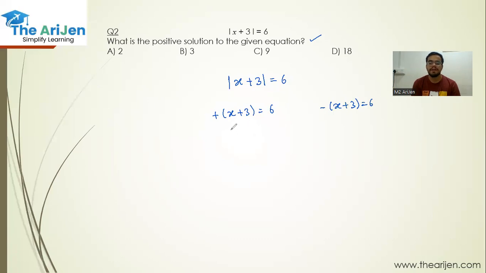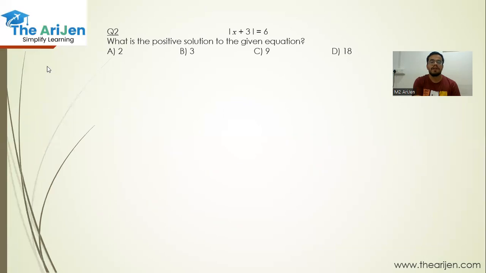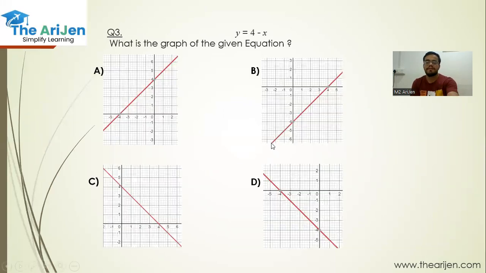When x + 3 = 6, x is 3. In the other case, -x - 3 = 6, so -x = 9 and x = -9. The positive solution is x = 3. So we will go with option B, that is 3. I hope this question is clear, everyone. Now let's move to the next part.